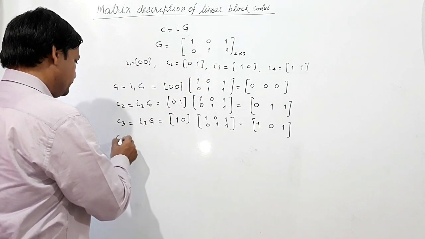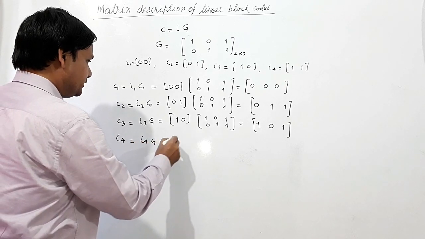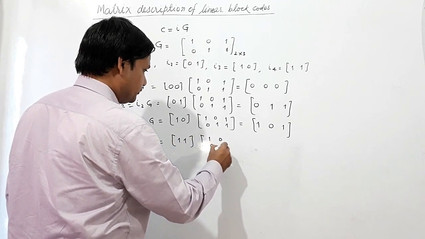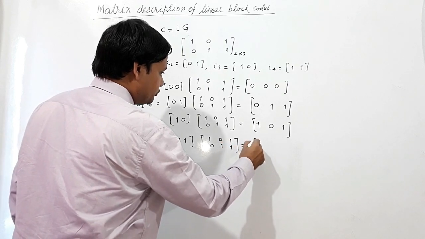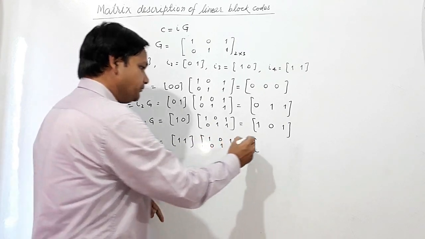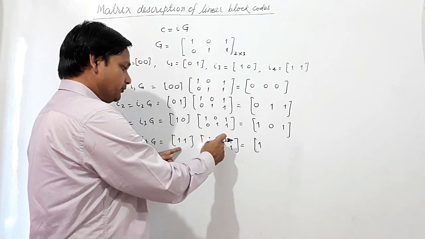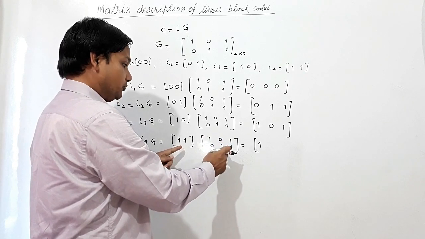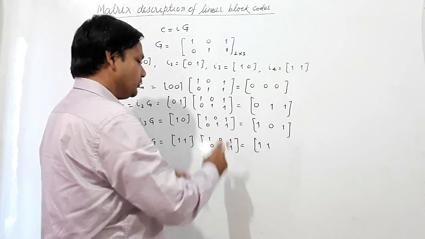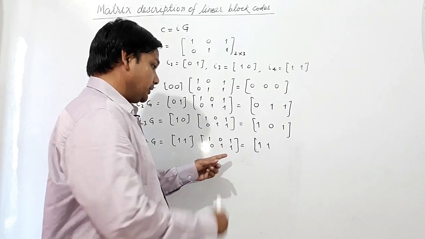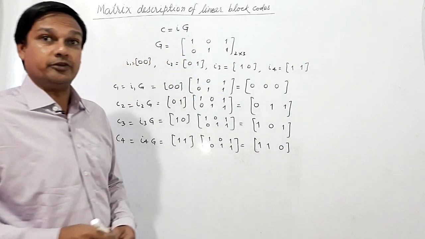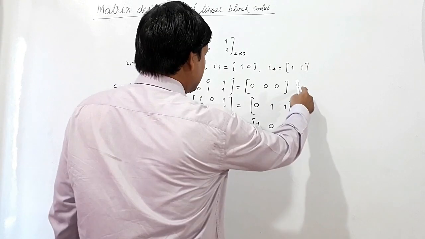Okay, now for C4, it will be I4G, which will be 1, 1, 1, 0, 0, 1, 1, 1, it will come out to be 1 into 1. It will be 1. 1 into 0 will be 0. So 1 plus 0 will be 1. 1 into 0, it will be 0. 1 into 1, it will be 1. So 1 plus 0 will be 1. Now, 1 into 1, it will be 1. 1 into 1, it will also be 1. 1 plus 1, it will be 0. Because we are taking GF2 here. Okay? So these are the code words.